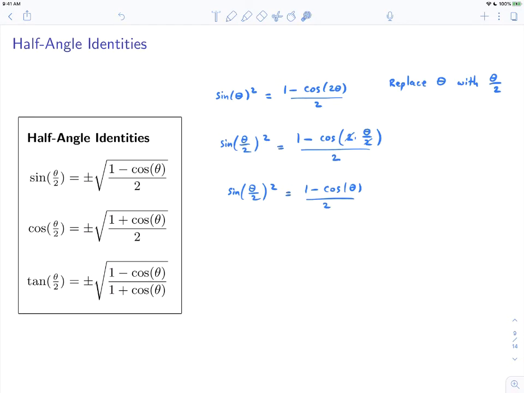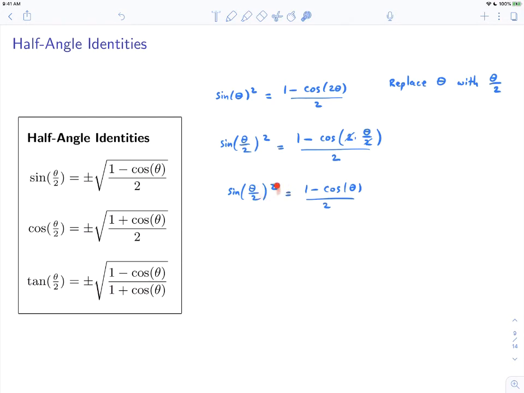Essentially what the reduction formula is telling you is that if you have sine of theta raised to the 2 power, you can rewrite it in terms of this cosine, but you just have to double the angle. So if instead of theta you start with theta over 2, then when you double the angle you end up with theta. You're just doubling the angle to get that theta.